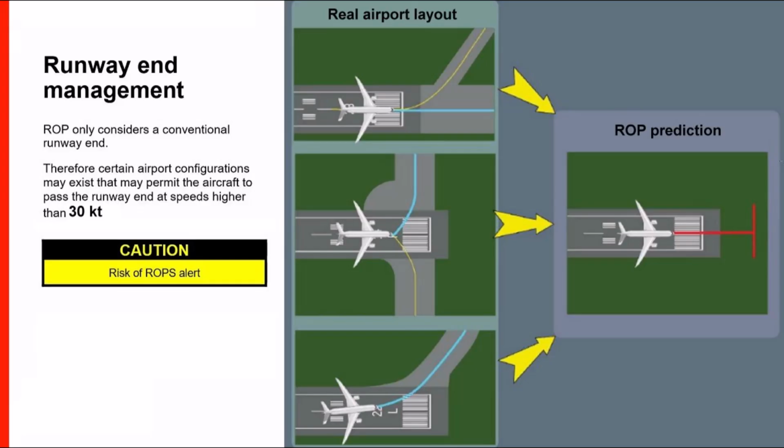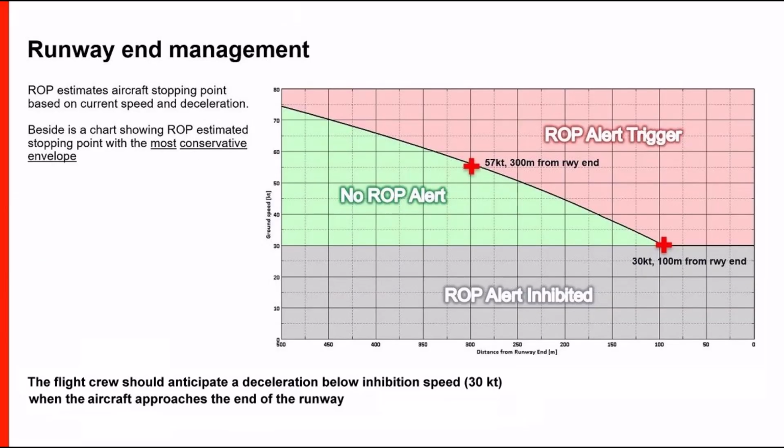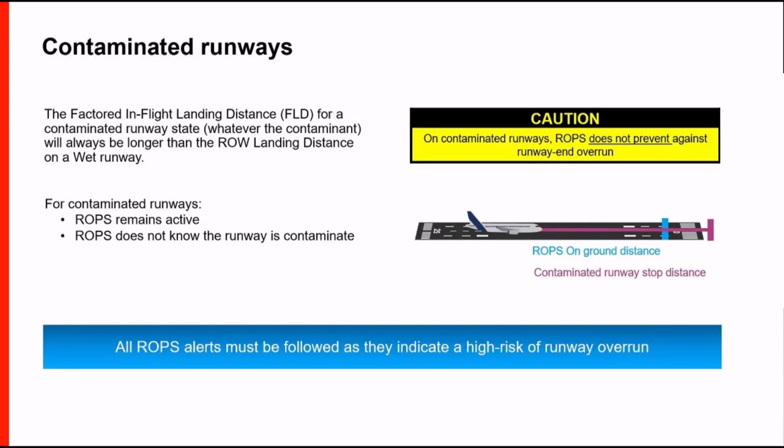The ROP function does not consider the layout of the airport, for example, a taxiway at the far end of the runway. Therefore, the flight crew should anticipate a deceleration below the inhibition speed of 30 knots when the aircraft approaches the end of the runway, as there is a risk of a ROPS alert. In this graph it is possible to observe that 30 knots must be obtained before 100 meters from the end of the runway. Please note that this system does not prevent against runway end overrun on contaminated runways.